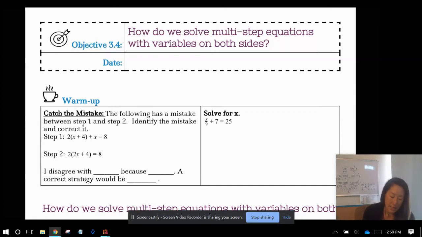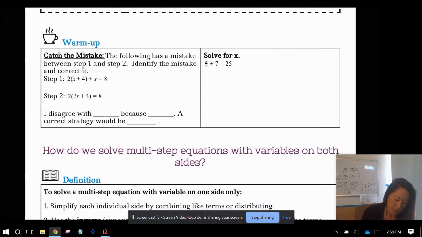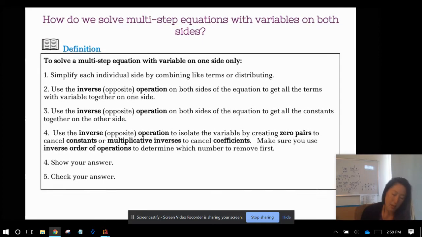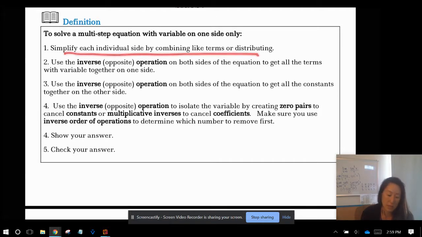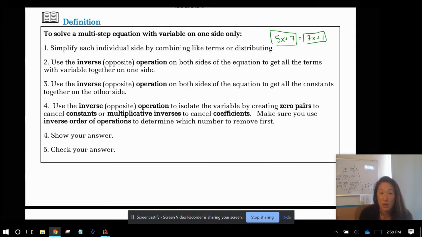All right, today is how do we solve multi-step equations with variables on both sides? So we're working on section 3.4. Just like yesterday, we want to make sure that we start by simplifying each side so that we get something like 5x plus 7 is equal to 7x plus 1. So a simple expression on one side and another simple expression on the other side.